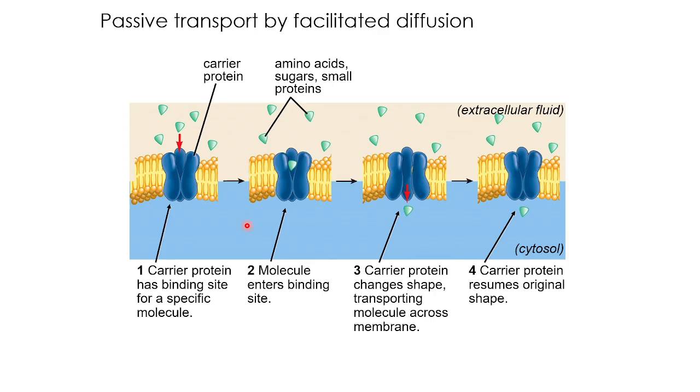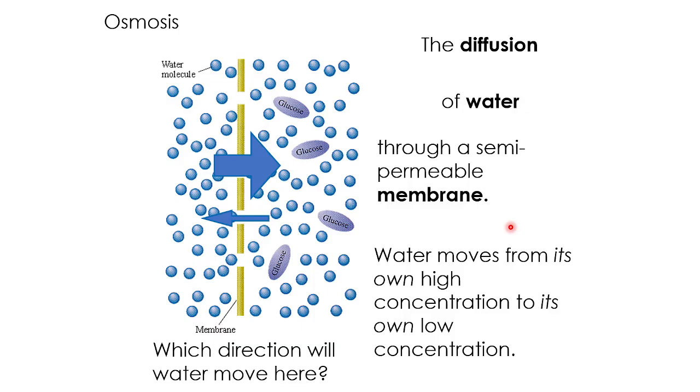The molecule enters the binding site. The carrier protein changes shape, transporting the molecule across the membrane. When you see that one gate opens, the other gate closes. You have the extracellular fluid containing many important things. If they have to get an entry, the door opens, the other door closes, and there is one entry at a time. It's like going into the cinema hall, checking the tickets and going inside. The carrier protein resumes its original shape after the molecule has entered.